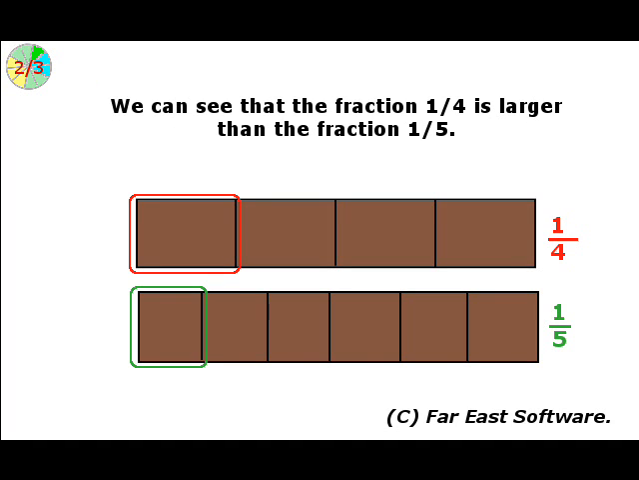We can see that one slice of the bar on top is larger than the slice of the bar at the bottom. Since each slice of the bar on the top is 1 by 4th of the bar and each slice of the bar at the bottom is 1 by 5th, we can see that the fraction 1 by 4 is larger than the fraction 1 by 5.